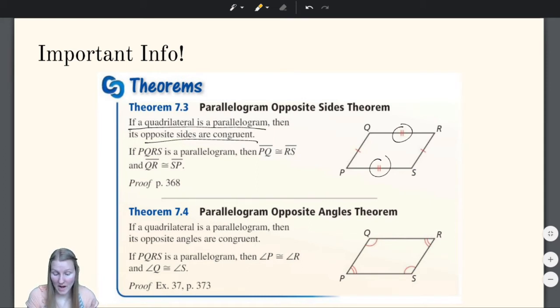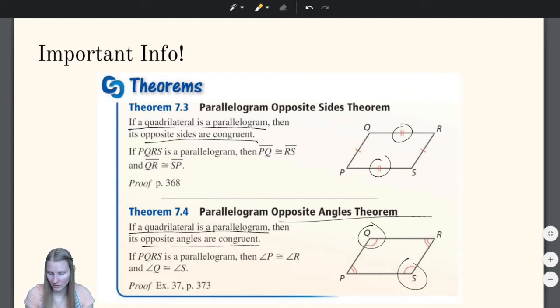The parallelogram opposite angles theorem. What do you think this one says? So this says if a quadrilateral is a parallelogram, so if I have a parallelogram, then its opposite angles are congruent. So the angles across from each other are congruent. So Q and S are congruent, and E and R are congruent. Again, notice 1 tick mark matches with 1 tick mark. 2 tick marks match with 2 tick marks.